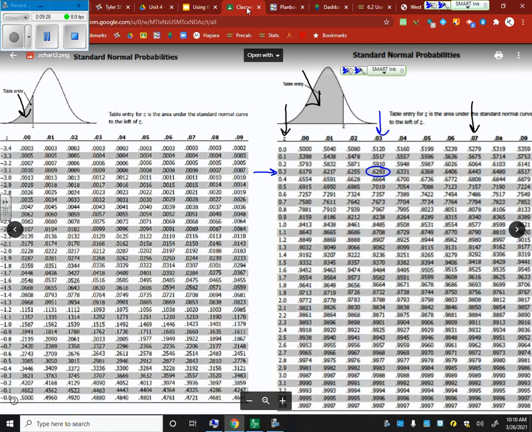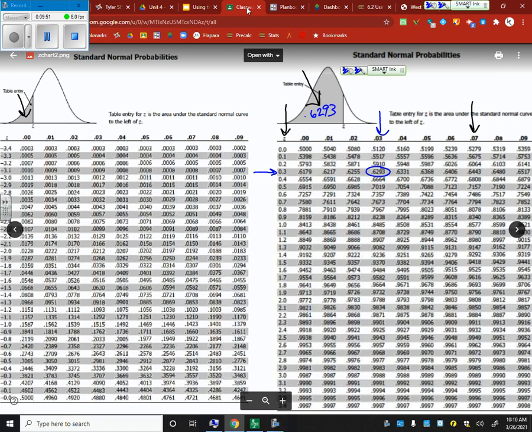What happened? Why would I subtract it from 1? Because look, this chart doesn't know whether I'm working with the left side or the right side. That's why I drew my picture. This chart thinks I'm working with the left side every time. So what they told me was that this area right here was 0.6293.